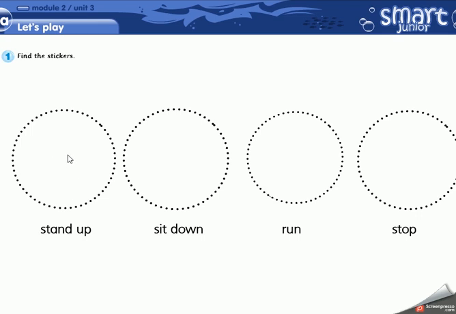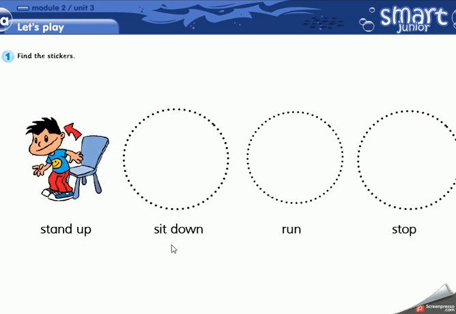So first sticker, we have to put what? The sticker of the stand up. Stand up. Number two, we will put sit down. Sit down.